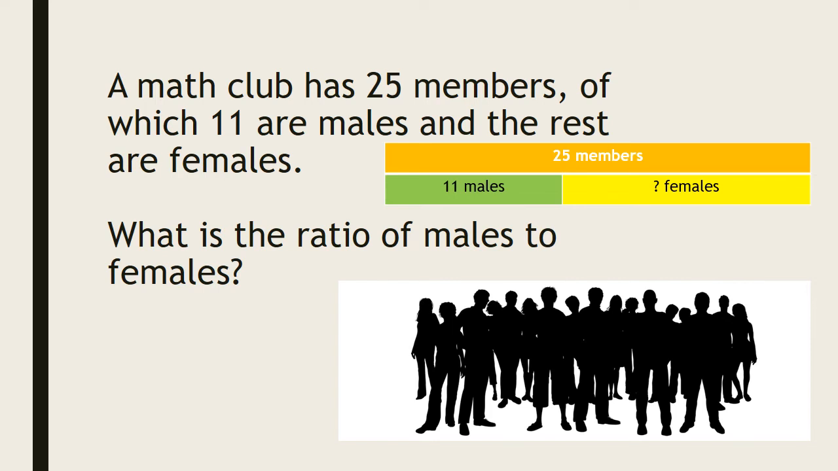Well, the ratio of males to females is 11 to 14. Because if we do 25 minus 11, we know there's only 14 females. 11 to 14. Sadly, we can't simplify that anymore because 11 is a prime number. So there's nothing else that we can divide by 11 other than 11. And 11 doesn't fit into 14.